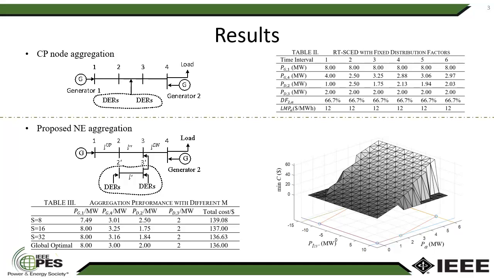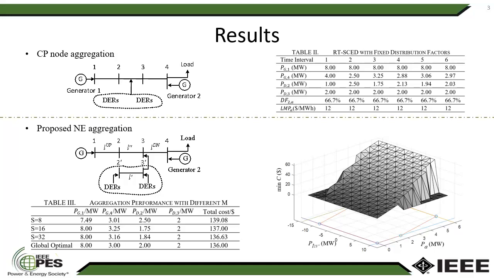In the case study, we first tested the CP node aggregation in the 4-bus system. From the table on the right side, we can observe that the CP node aggregation results in the economic dispatch oscillating between bus 2 and bus 4 in continuous intervals.